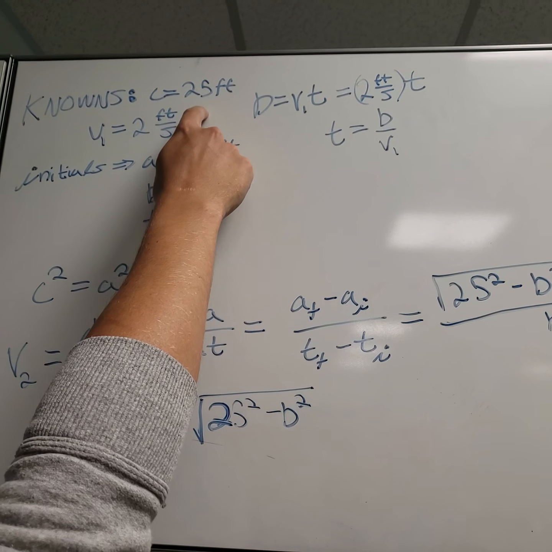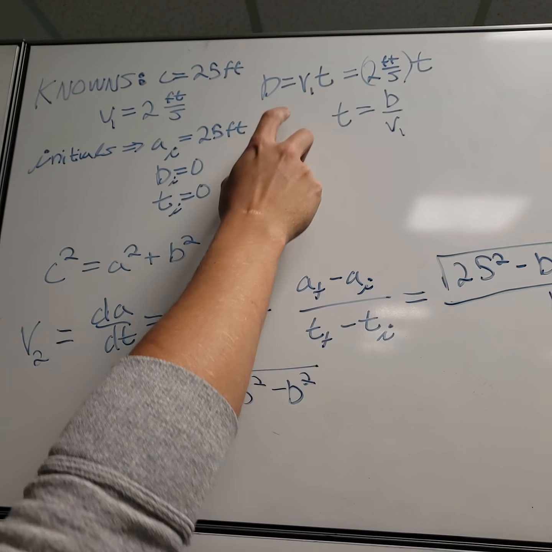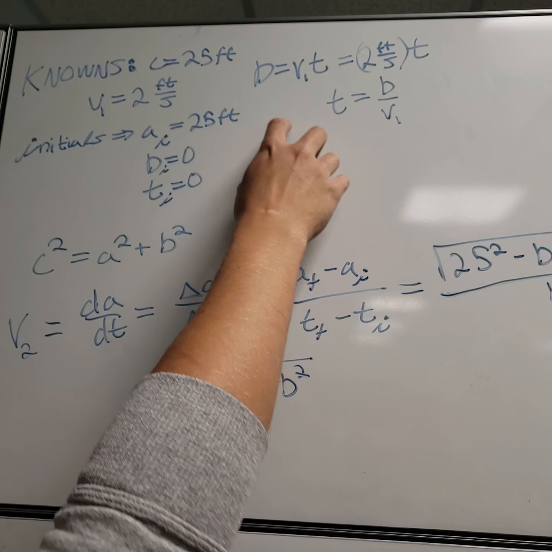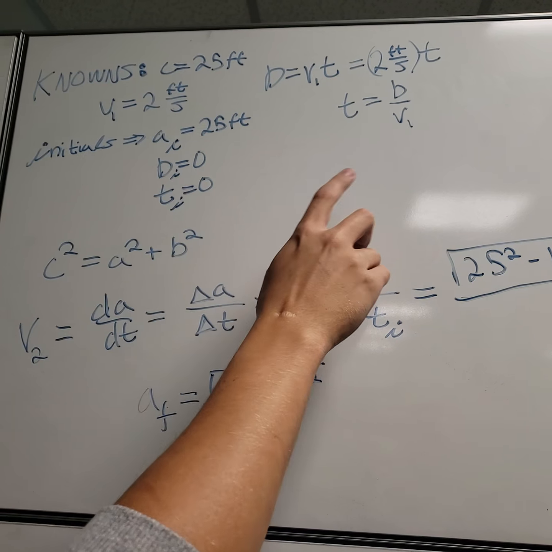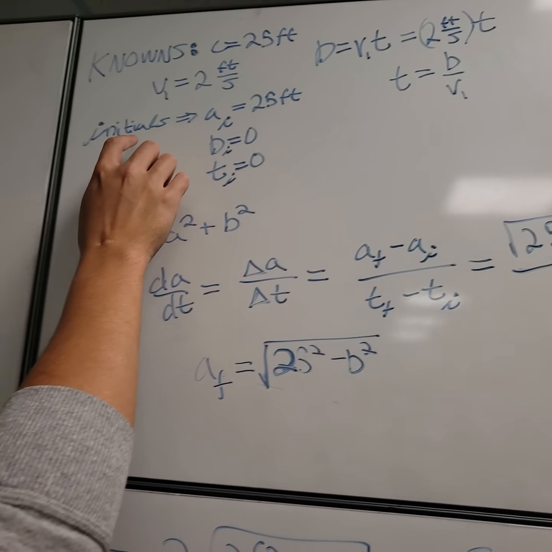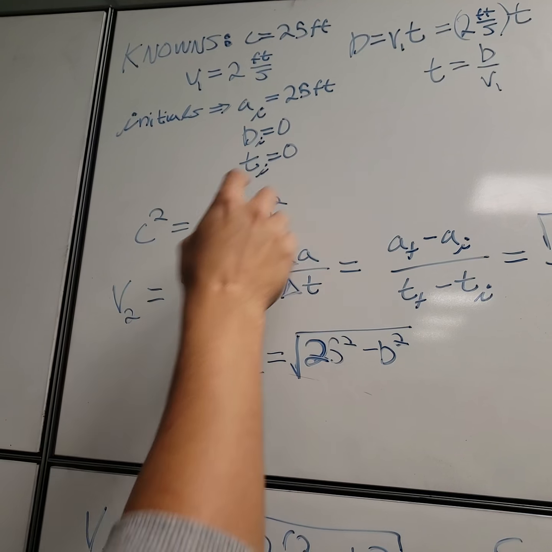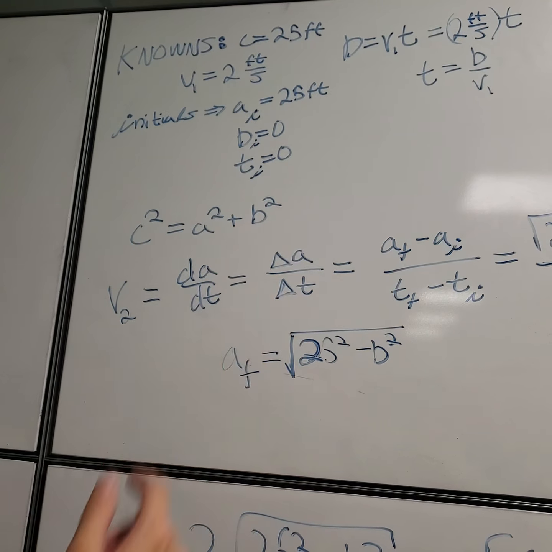We know C equals 25 feet. We know V1 equals 2 feet per second. We know B equals V1 times time, or B over T equals V1. So we get the equation T equals B over V1. And we know our initials. A initial equals 25, explained by the picture. B initial equals 0. T initial equals 0.